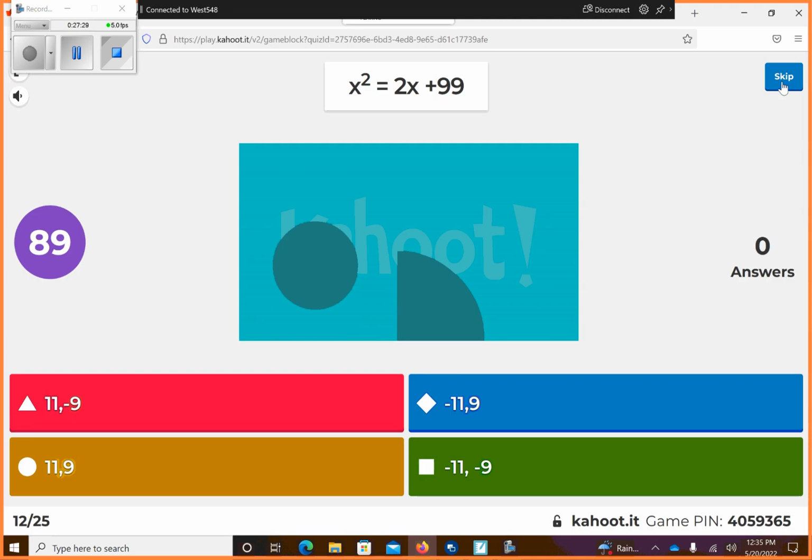Ooh, move the 2x over by subtracting it. Move the 99 over. So x squared minus 2x minus 99. So what two numbers multiply together to give you negative 99 and add to give you negative 2? 11 and 9. I like it. So x minus, or which one? Let's see. One's negative. x minus 11 and x plus 9, set those equal to 0. So 11 and negative 9.